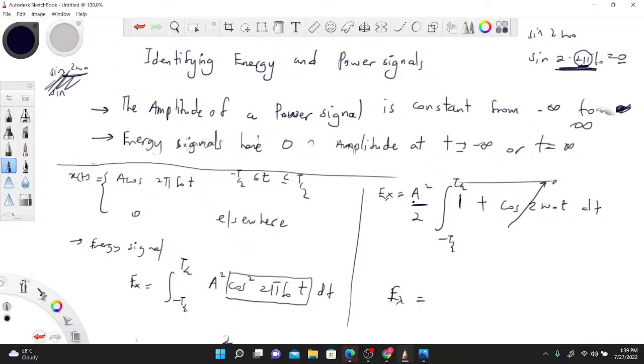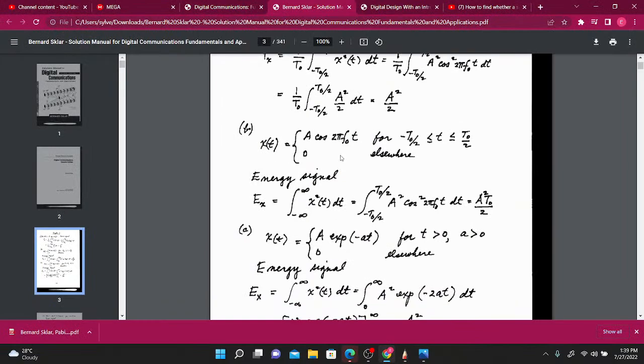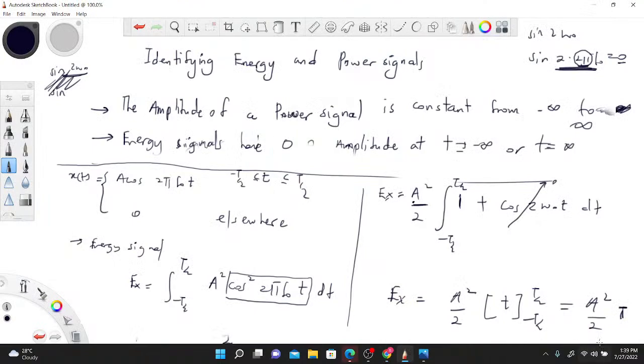So Ex is therefore equal to A squared over 2 times t from negative half T to half T. This will give you A squared. You get half minus negative half of T, that will give you T. So the answer will be A squared over 2 T. So A squared T over 2. That is the normalized energy. All right, so let's move on.